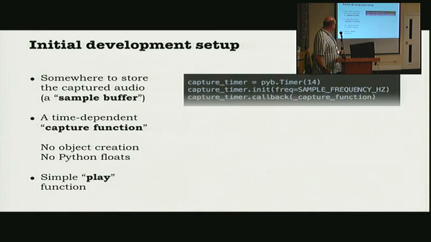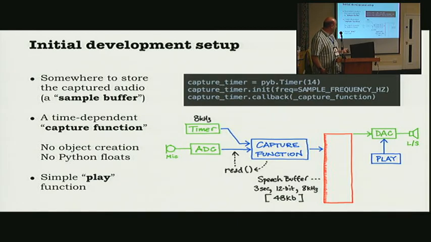So my initial development setup, I create a timer, and I define a sampling frequency, and I have what is considered in the PyBoard to be a capture function, effectively an interrupt service routine. So my timer at my programmed rate, 6 kilohertz, 8 kilohertz, will launch my function, at which point I have to do my work and then exit before the 167 microseconds is up. In this particular case, my capture function just has a pointer to a pre-allocated buffer. I do a read and I store the data.